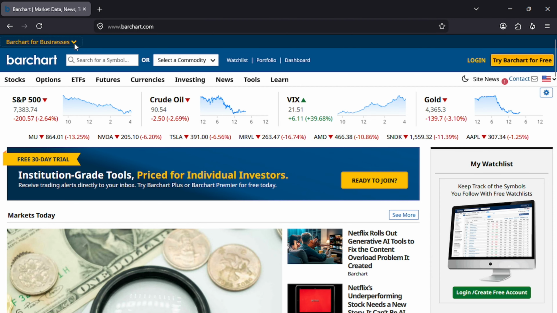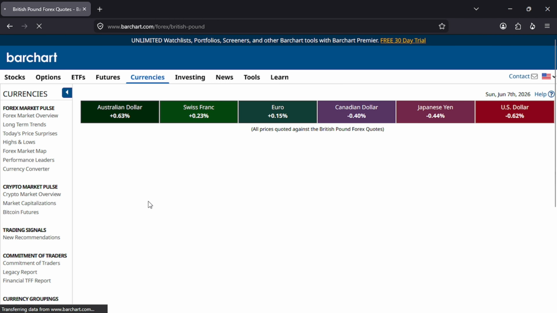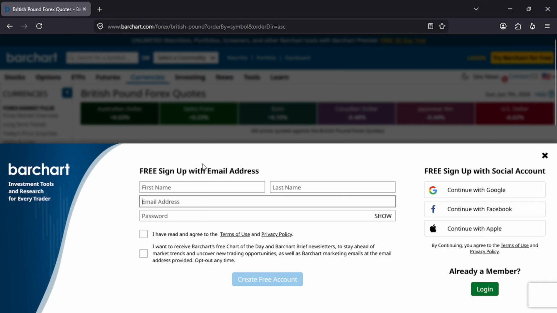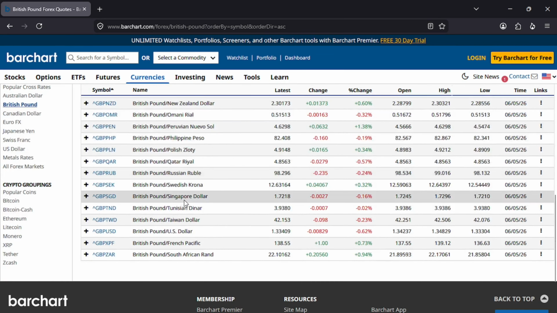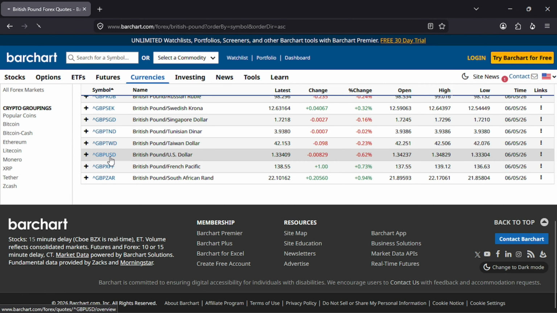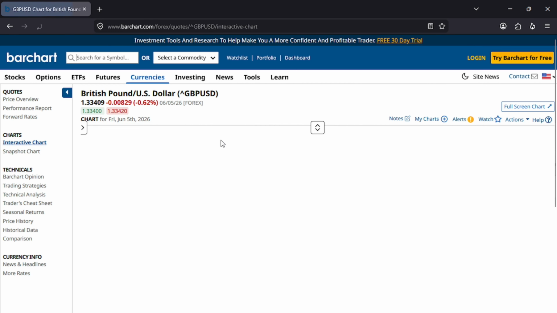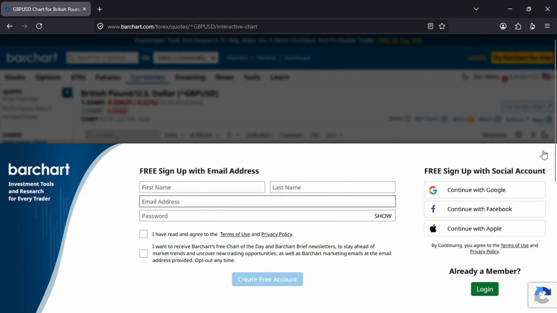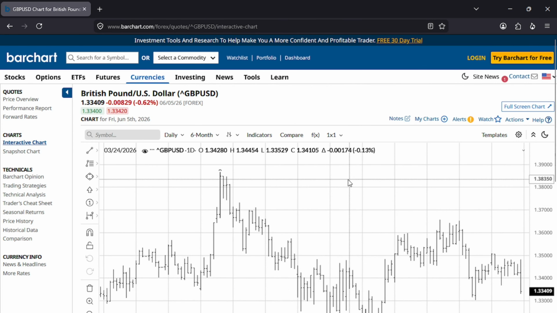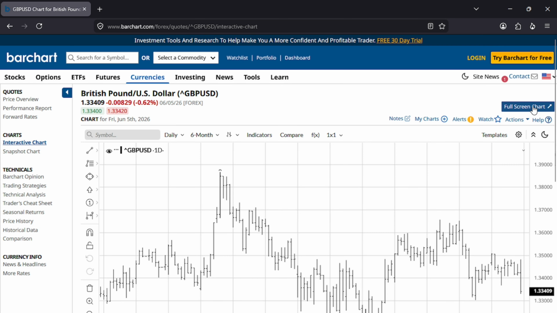Go to Barchart.com, as you can see. Then we'll go to our currencies. Now currencies, we choose the British pound. You can sign up if you want, but I opt to use the free account. Scrolling down, looking for British pound against the US dollar. Interactive charts. This is the interactive chart I'm going to use, but I would like to use the full screen. So you click here to get a full screen chart.